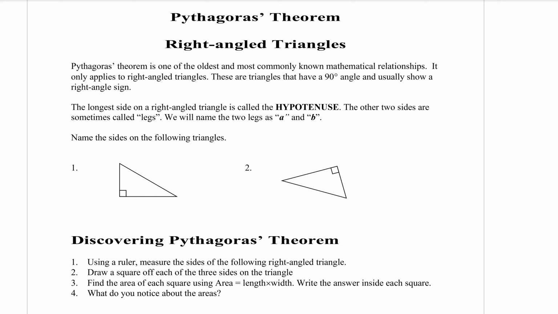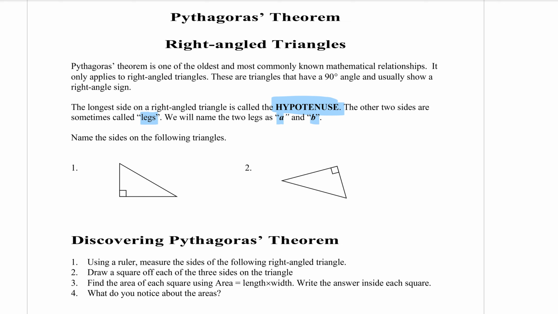The longest side of a right angled triangle is always called the hypotenuse. I don't know why they decided to give it such an unusual name, but there it is, hypotenuse. The other two sides, which sometimes you call the legs or the arms, we just call A and B.